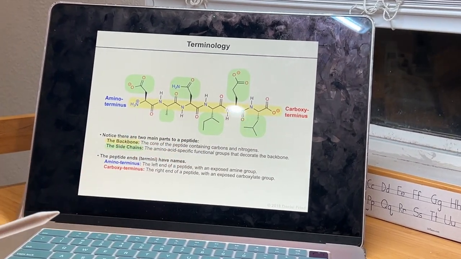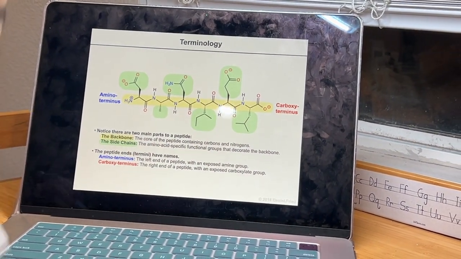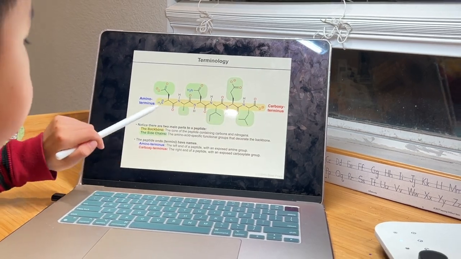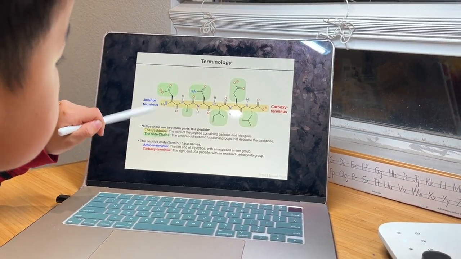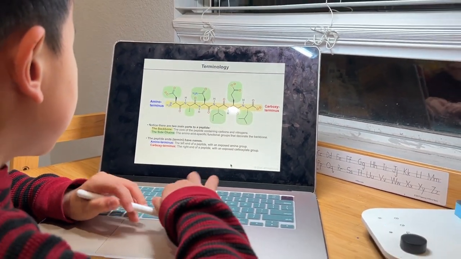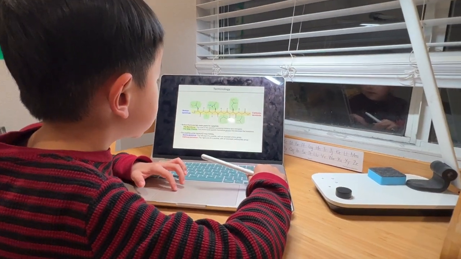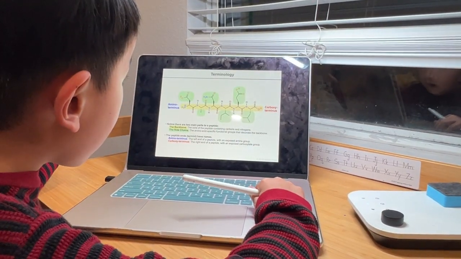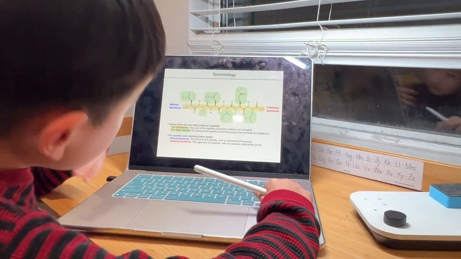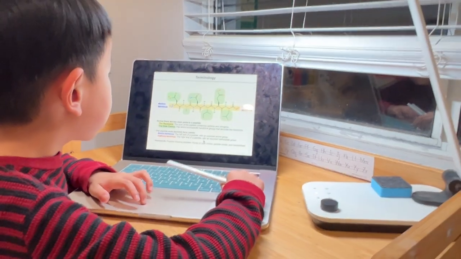This is called the C terminus, or termini for plural. We call them the N termini and C termini. And then there's the backbone and the side chains. The side chains are what make each amino acid different. Same for a peptide.